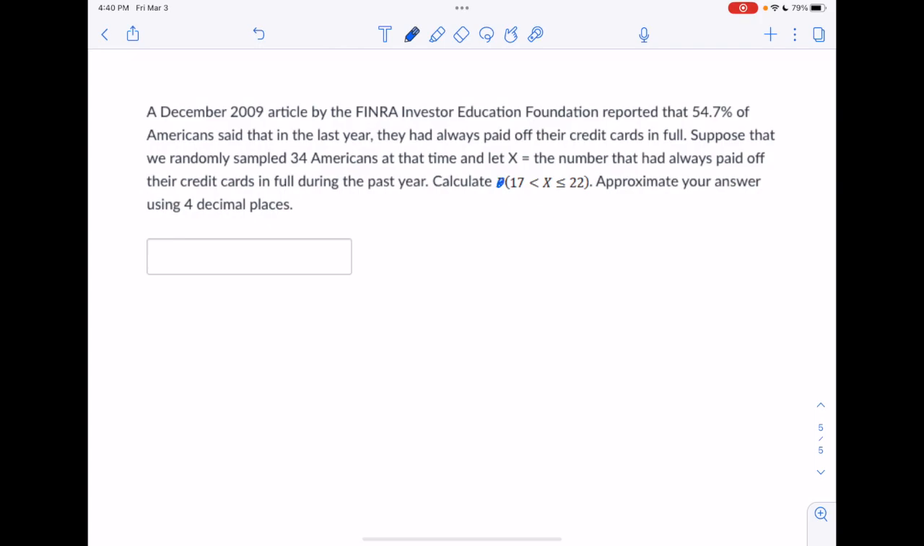So the first thing, in the interest of giving help instead of answers, is we're going to change the question. So we'll make this the probability that 16 is less than X is less than or equal to 19. And we'll go from there.